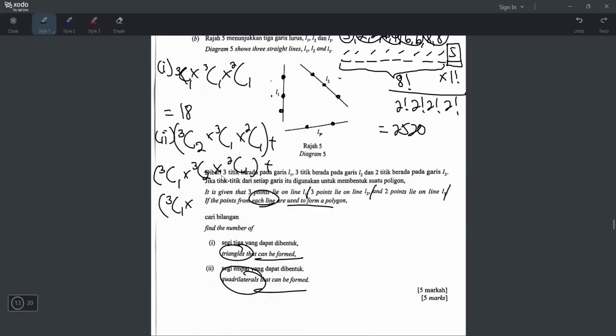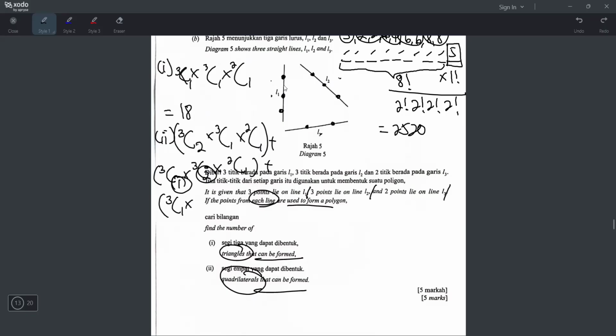3C1 times 3C2 times 2C1. Okay, just now I choose this one. This one I choose what? From 3 here I choose 1, right? And then from 3 here I choose 2, right? And then here I choose 1.